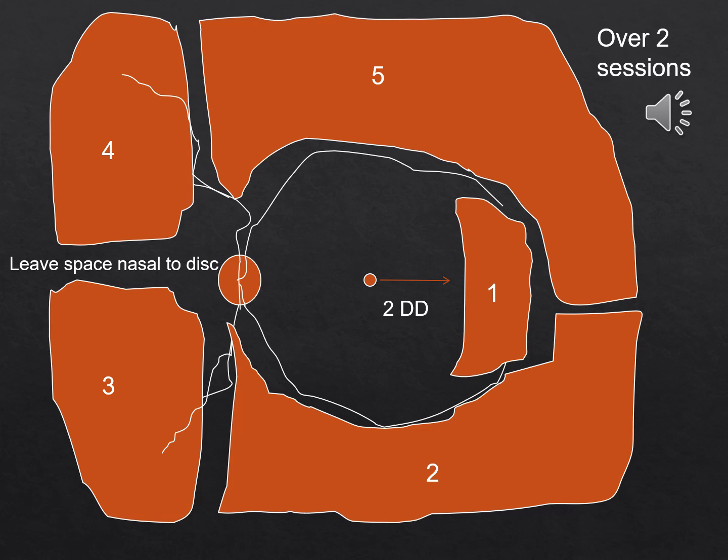The third section would be the nasal inferior area, the superior nasal area, and then the superior temporal area. It is important to leave a space nasal to the disc, as this is where the temporal field is. It is also important to treat the temporal area 2 disc diameters from the fovea.